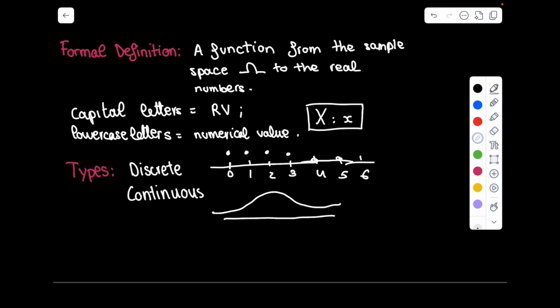So formally, a random variable is not random and it's not really a variable. It's a function from the sample space to the real numbers. We use capital letters to denote random variables and lowercase letters to denote numerical values. There are 2 types of random variables: discrete random variables and continuous random variables.